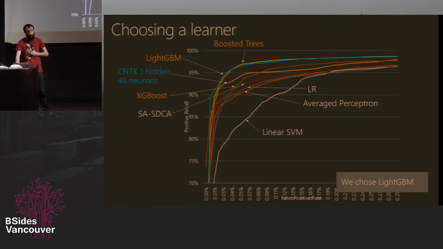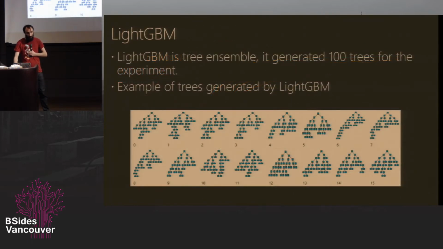So in our case, we chose LightGBM. LightGBM is a tree ensemble. It's just 100 trees to come up with the classification. Nothing too fancy about it.